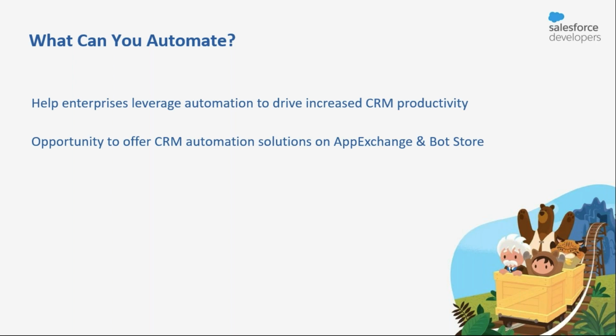So now let's look at what can be automated in this CRM context. Automation Anywhere makes it easier for Salesforce customers to automate any of the repetitive manual tasks and focus on what matters the most for them, that is the customer. So that's where Automation Anywhere helps customers automate their end-to-end business processes involving CRM platforms. Also, we provide you an opportunity to offer CRM automation solutions on both marketplaces, AppExchange and BotStore. Satya, would you like to talk about AppExchange?